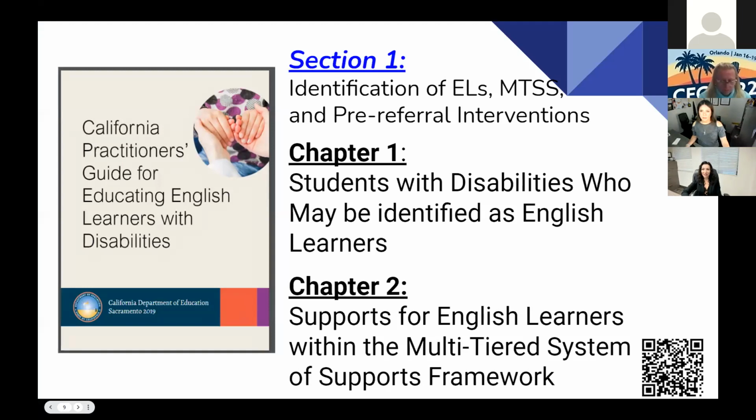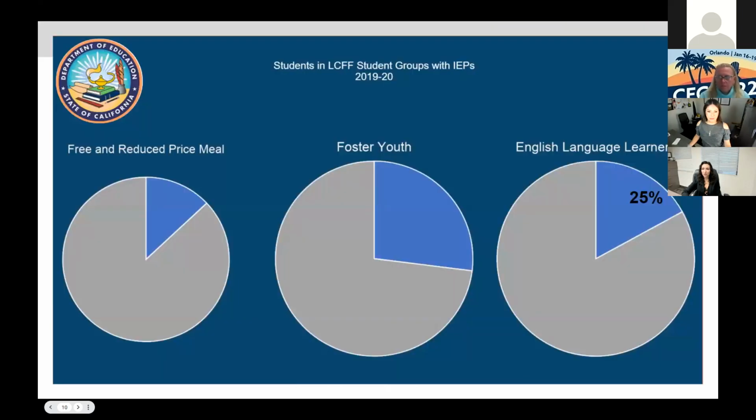So we'll begin with section 1, identification of English learners and the MTSS process and pre-referral interventions. As we know, in California, we've had a heightened awareness of the numbers of students with disabilities who are English learners dually identified with an IEP. And the aim of section 1 is to truly understand our systems of support. But first, we acknowledge the data that there are students across California with IEPs who are English learners.